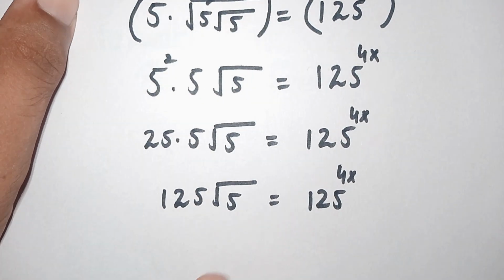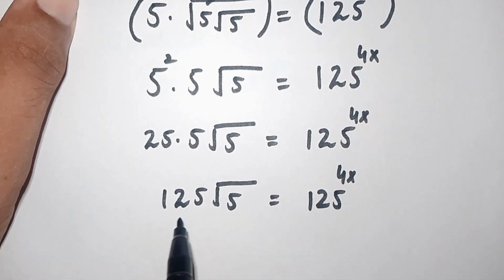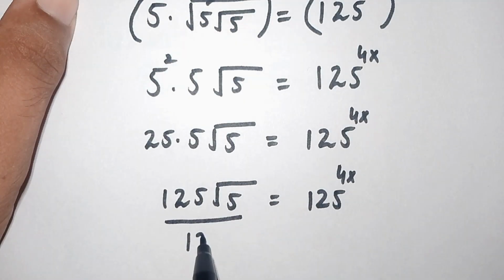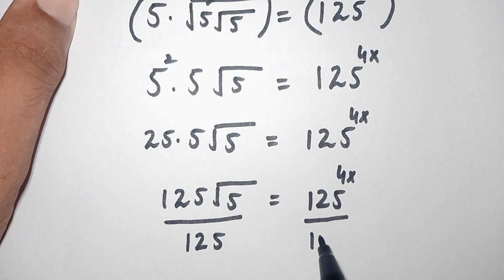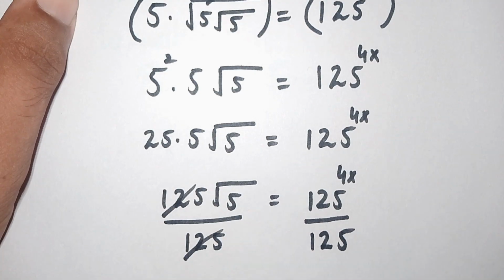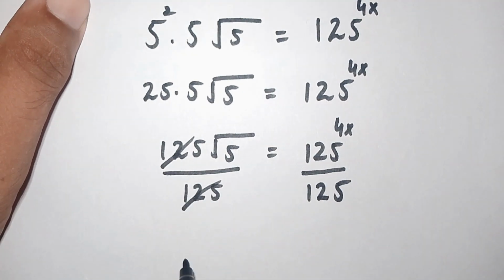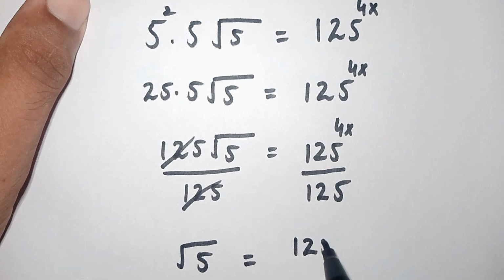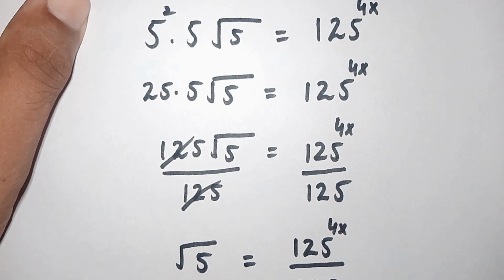Now to solve this interesting question, we have to divide both sides by 125. So this side divide by 125 and also this side divide by 125. Here this 125 cancels with this 125. So here square root of 5 is left, which is equal to 125 to the power of 4x divided by 125.